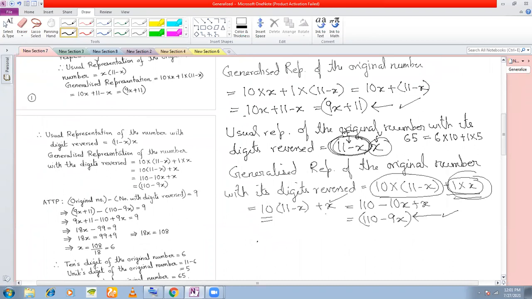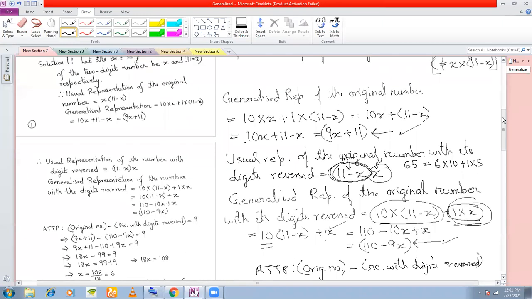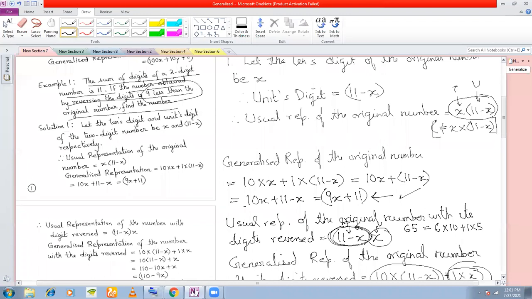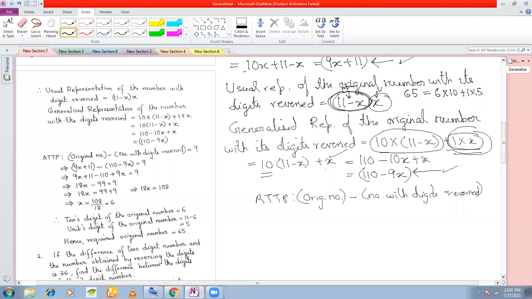So that means according to the problem, original number minus number with digits reversed. What is the difference between them? What is given here? See, it is 9 less than the original number. 9 less than the original number. That means original number minus number with digits reversed must be equal to 9. So this will give our equation here.